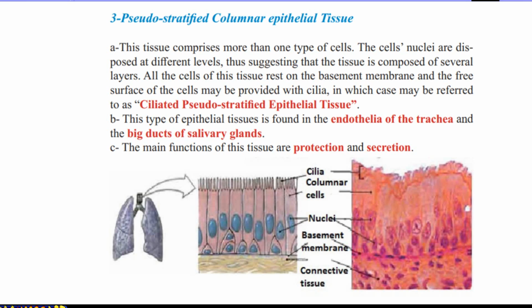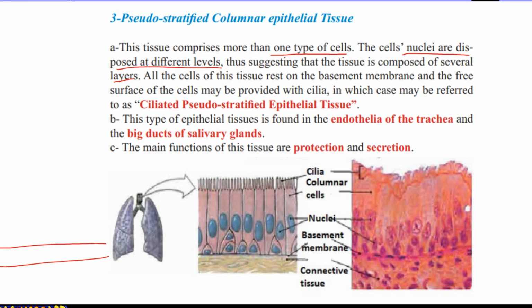Pseudostratified columnar epithelial tissue comprises more than one type of cell, not more than one layer, but more than one type of cell according to their shape. With different cell shapes, the nucleus position is also at different levels, so the tissue looks like it is made up of several layers. So we call it pseudostratified. In reality, it is made up of one layer, but looks like more than one.